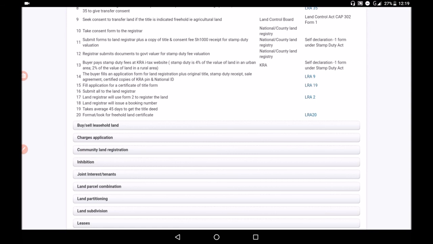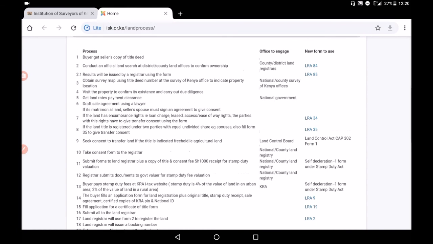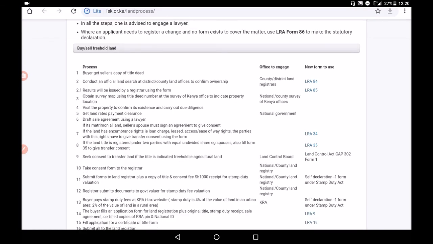After the land registrar issues the booking number, it will take an average of 45 days to get the title deed. And then you have gotten your title deed and you have the land. So those are the key steps that you normally follow when you want to buy freehold land. Make sure you follow those steps so that you get the right property.